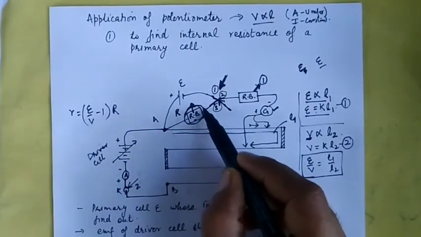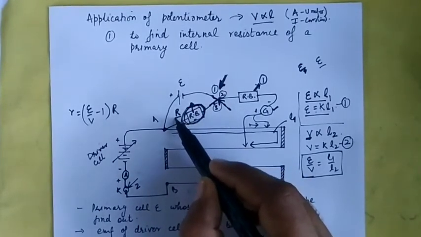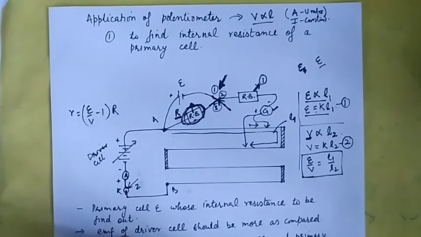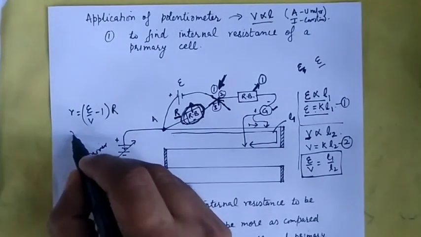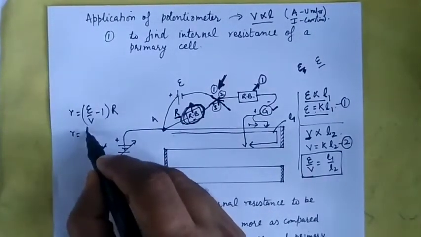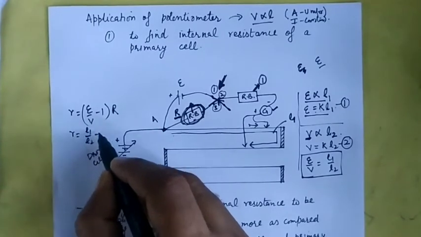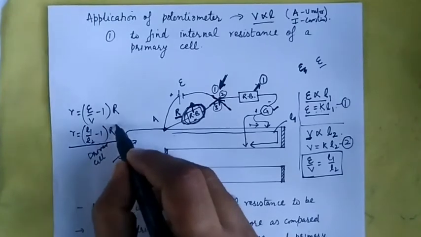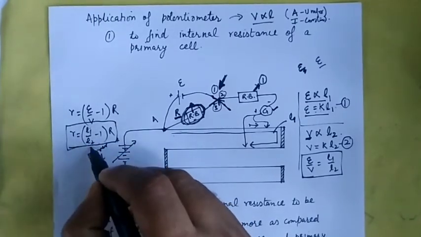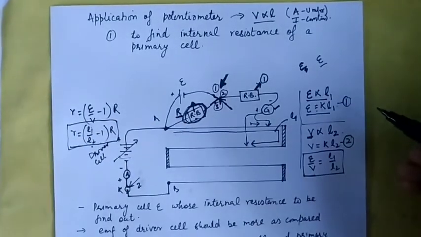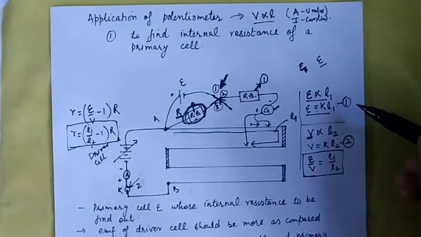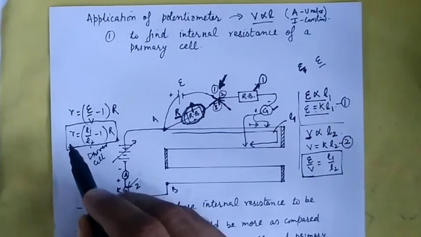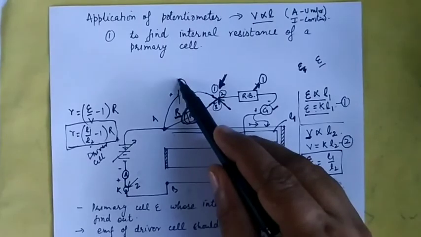The resistance whose key was removed in the resistance box will be equal to capital R. We know that E by V is L1 divided by L2, so r equals (L1 by L2 minus 1) into R. By knowing the values of L1 and L2 from this experiment and also R, we can find out the internal resistance of this primary cell.